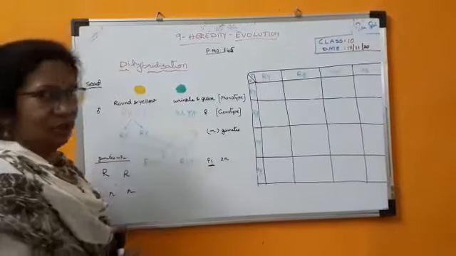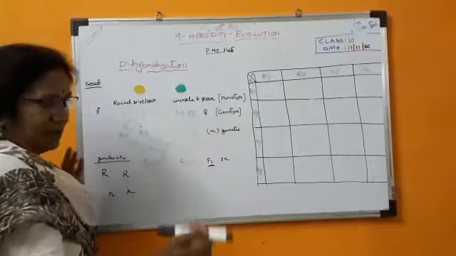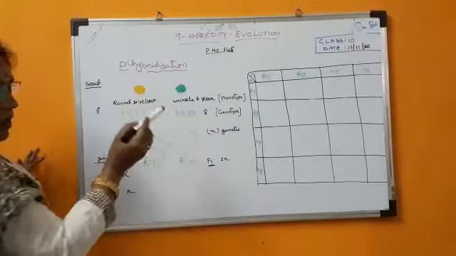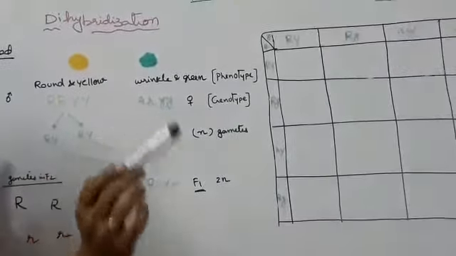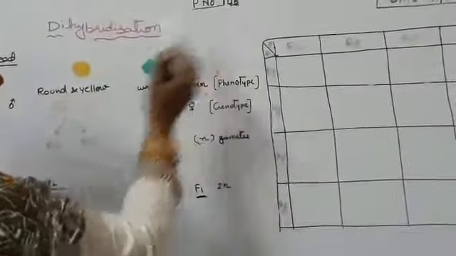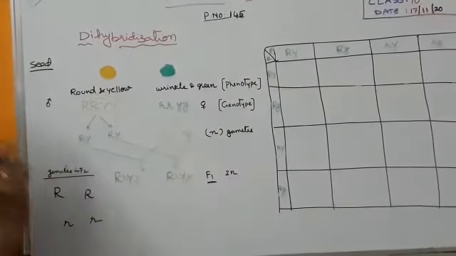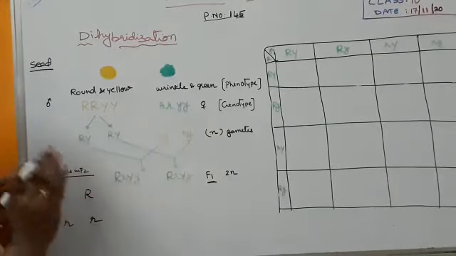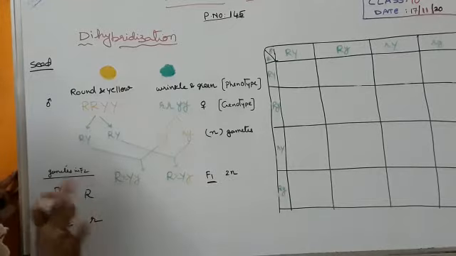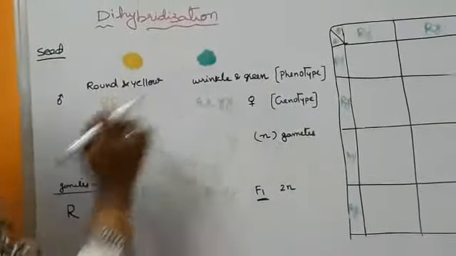So in this dihybridization, two traits we have to take, two traits we have to consider. Here in the textbook they mentioned reverse. I am giving the normal one. You can compare my data with textbook data. So here page number 145, if you go through that, you will understand well. Here round and yellow is the dominant trait, and wrinkle and green is the recessive trait of pea plant. Can you see the color?